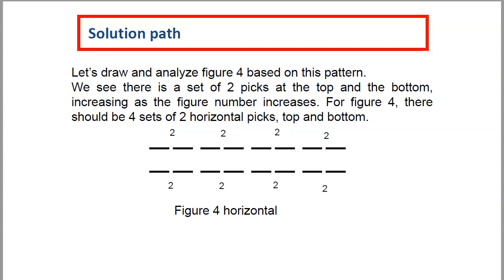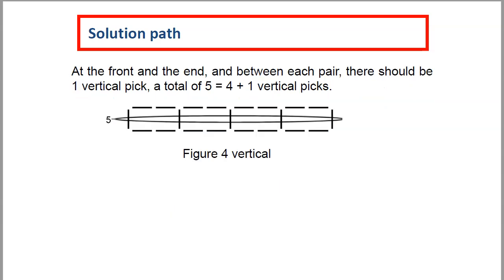Let's draw and analyze figure 4 based on the pattern that we've seen. We see there's a set of 2 picks at the top and at the bottom, increasing as the figure number increases. For figure 4, there should be 4 sets of 2 horizontal picks, top and bottom, and those are drawn here. This is just the horizontal part. At the front and the end and between each pair, there should be 1 vertical pick. So we have a total of 5, which is 4 plus 1 vertical picks.